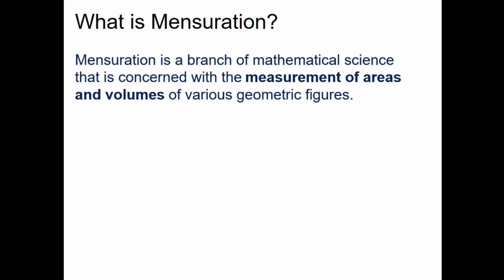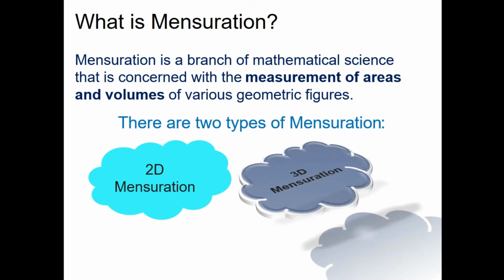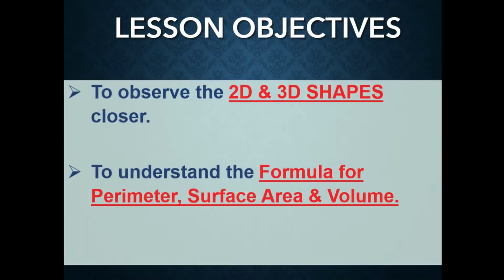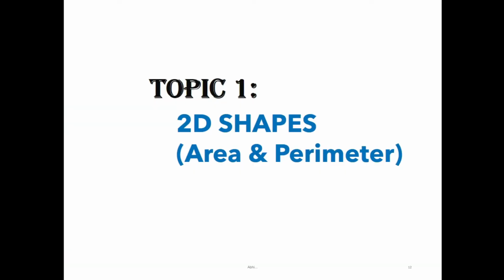Mensuration is a branch of mathematical science that is concerned with the measurement of areas and volumes of various geometric figures. Let's classify them into 2D mensuration and 3D mensuration. We begin the day with learning about 2D and 3D shapes, to observe them closer and to understand the formula for perimeter, surface area and volume, which is the lesson objective for the day. We begin with topic 1, 2D shapes, area and perimeter.